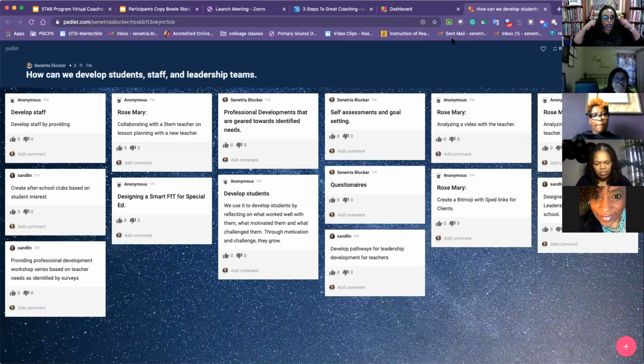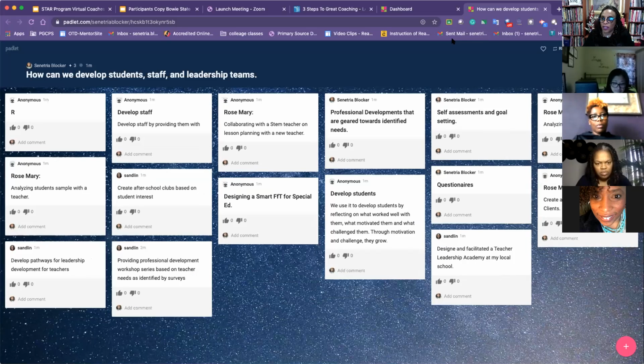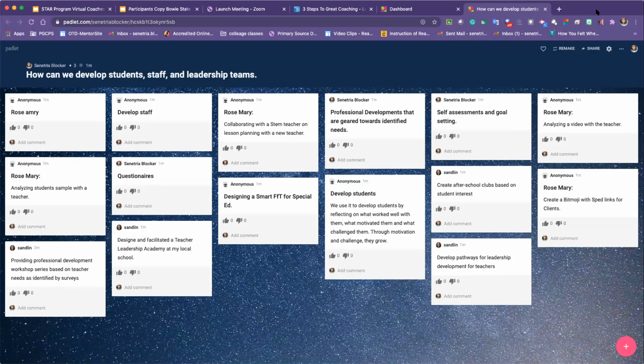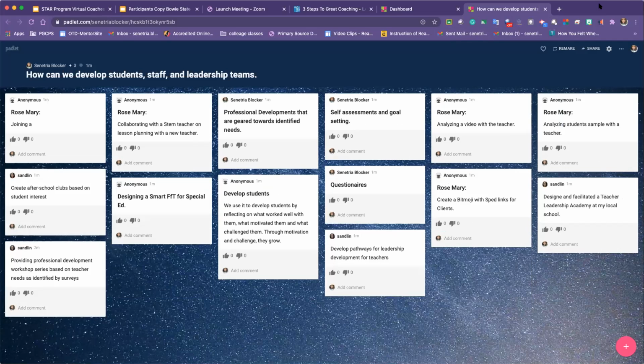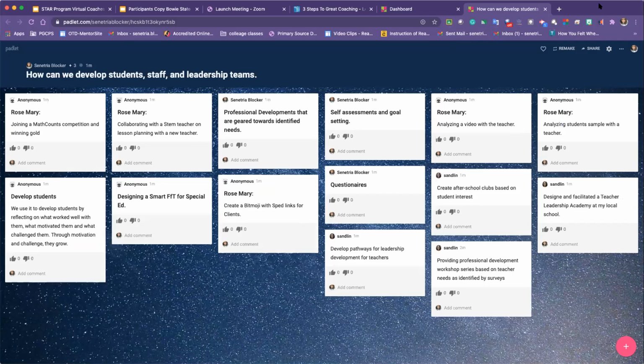Okay, so we're going to look at our Padlet for some of the ideas that we could use. So some of the things that I'm saying, okay, it moved a little bit, that's okay. Collaborating with STEM teacher on lesson planning with a new teacher. So we can find our role model teachers, our teachers with experience, and collaborate with them and bring those two teachers together.